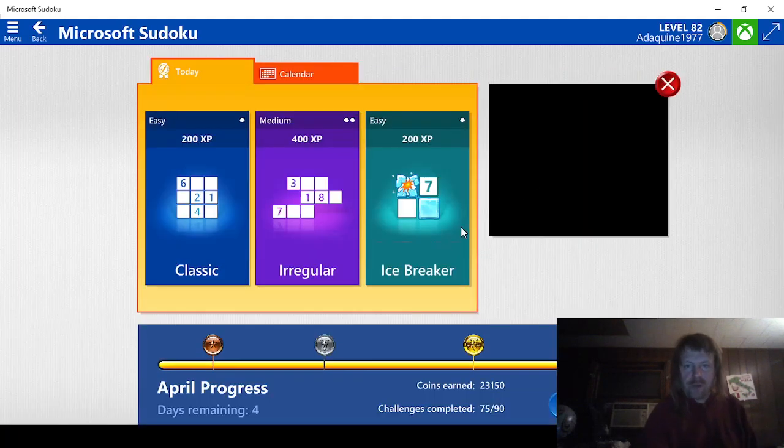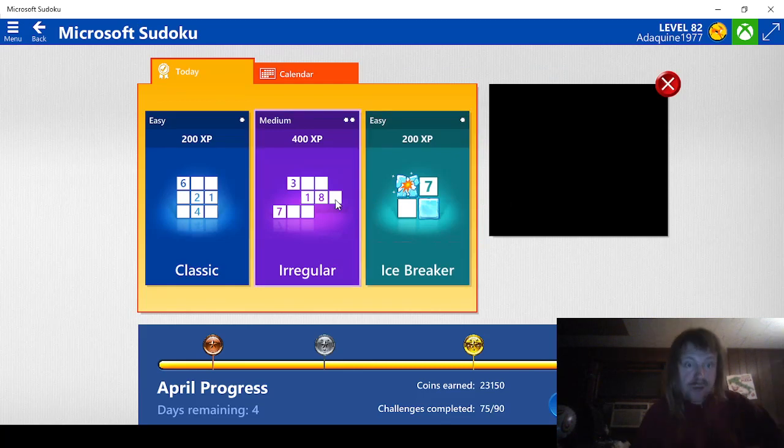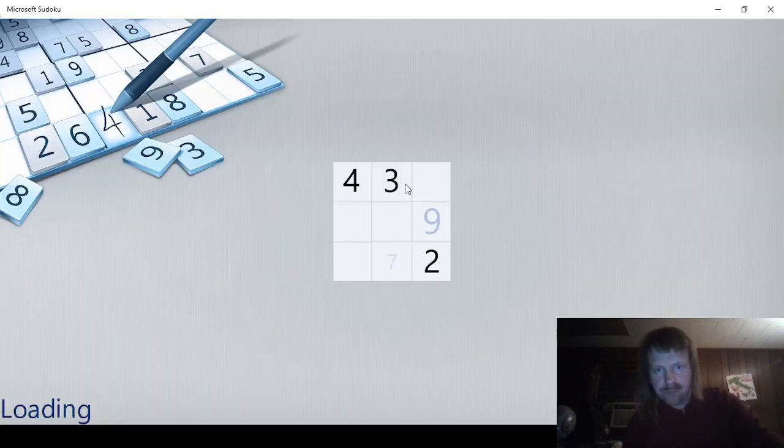2023. Well, as you can see, we have 4 days left. Let's quickly check the calendar. Okay, looks like we just have a medium and two easies to do. I think we'll just do this easy one right here and do the medium one last. Just because.